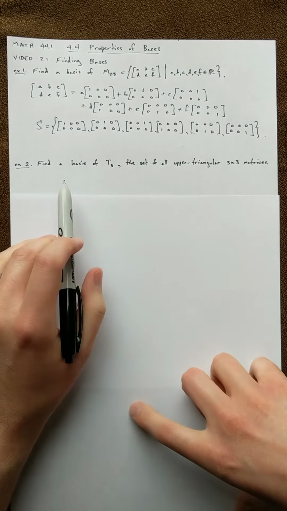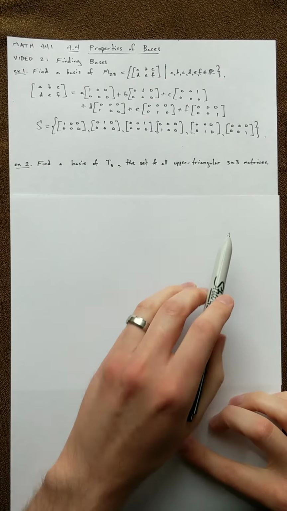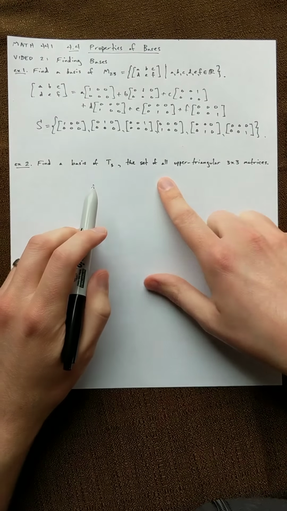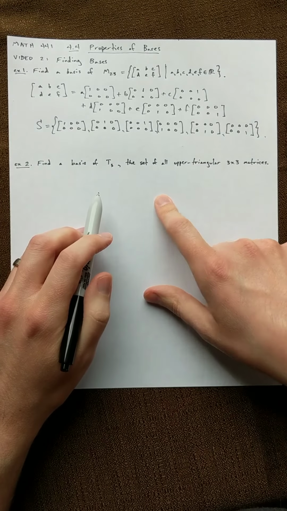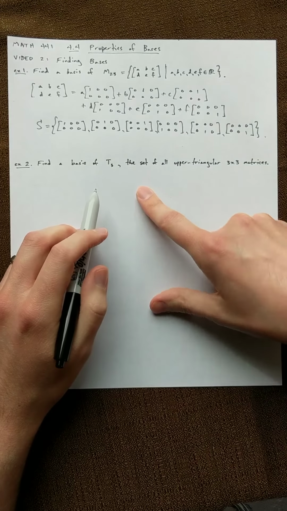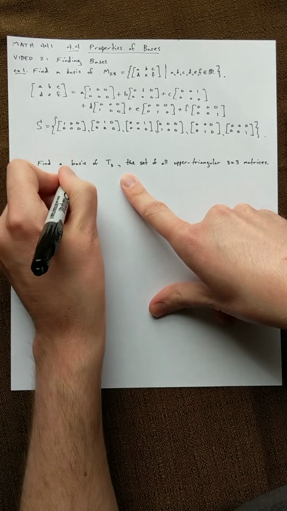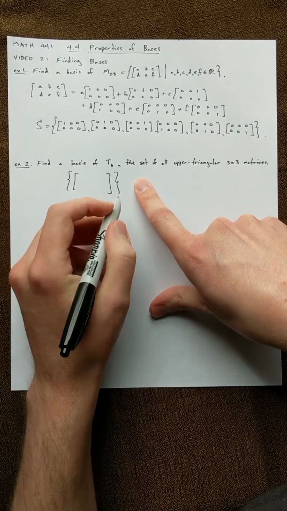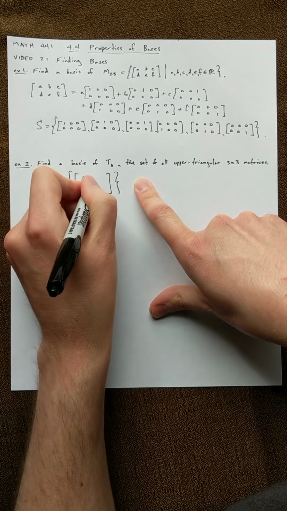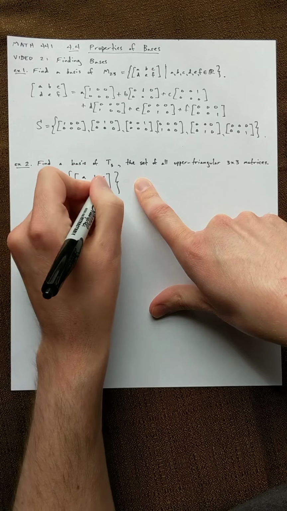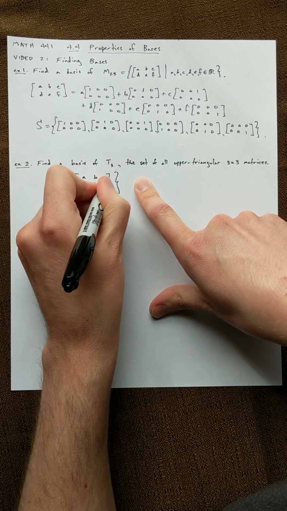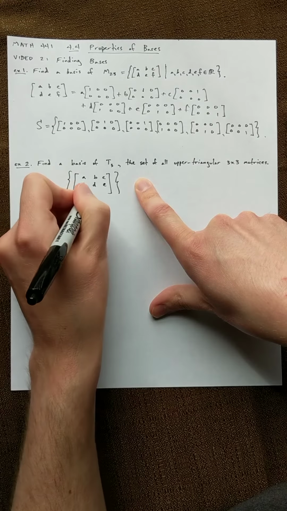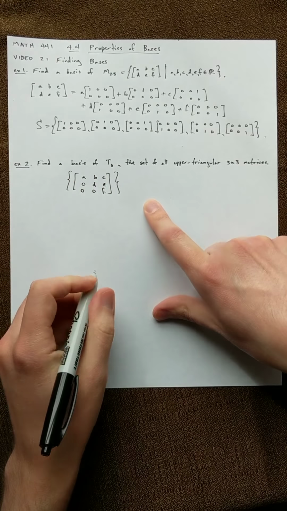Okay, next example, find a basis of T3, the set of all upper triangular 3 by 3 matrices. This one's a little bit trickier just because they described it in words. They didn't describe it as something with A's, B's, and C's, so I'm going to come up with that myself. For 3 by 3 upper triangular matrices, we have an A, B, C on the top row, then a D and an E, with zeros below them, and then an F in the next row.